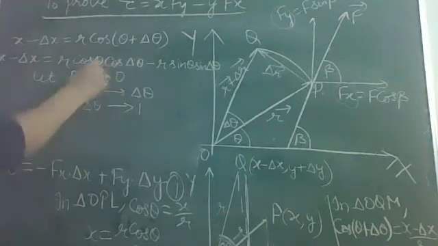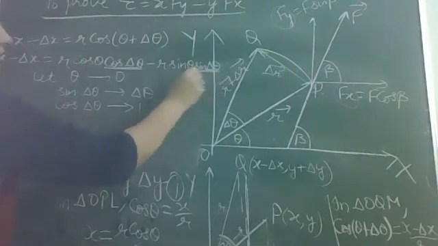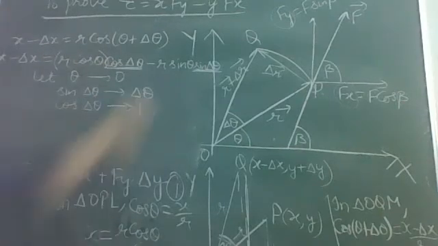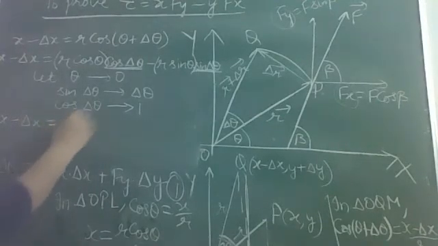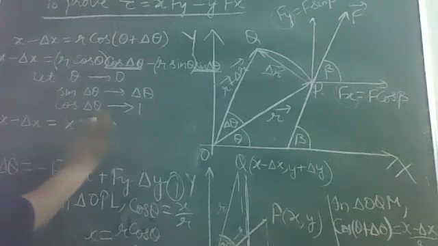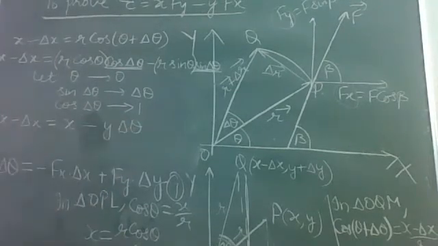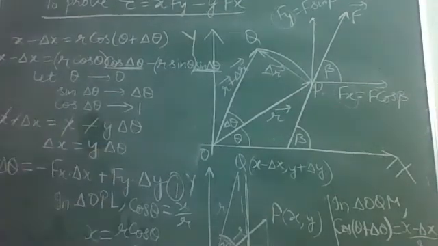So putting in these values here, in place of cos delta theta, I will be putting 1. In place of sin delta theta, I will be putting delta theta only. And what is r cos theta? That is x. And what is r sin theta? That is y. So I write in the next step, x minus delta x is x into 1, minus y delta theta. Any doubt in this step? X gets cancelled, negative sign gets cancelled, so we get the value of delta x, that is y delta theta.